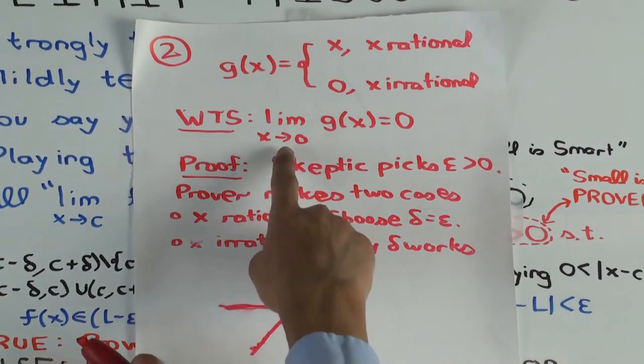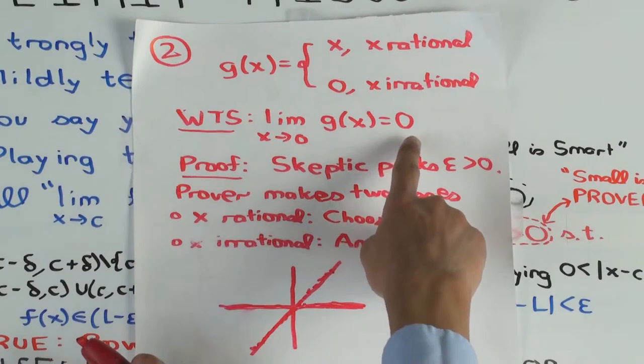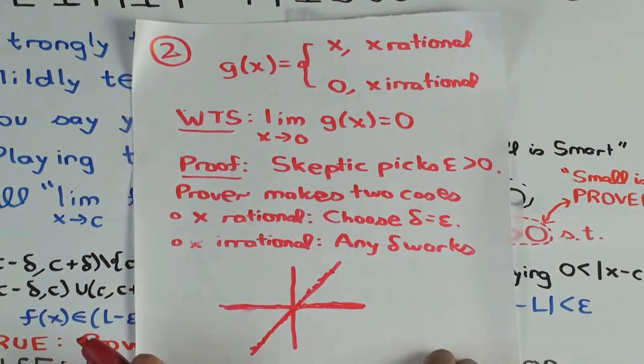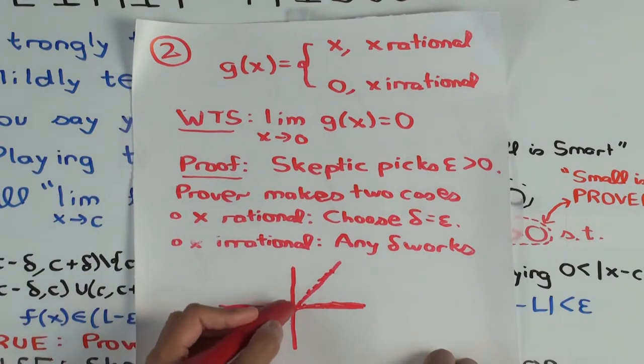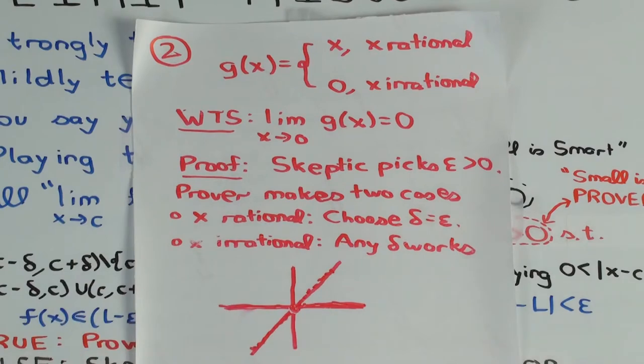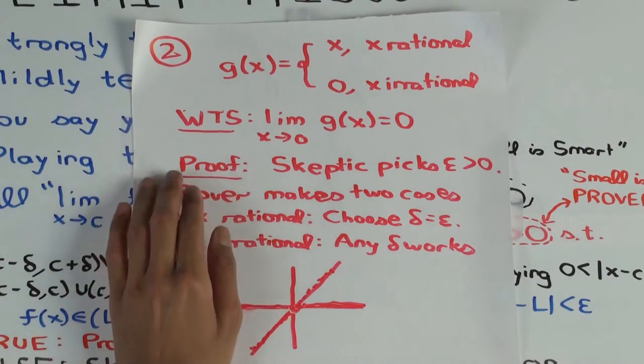Now we want to show that the limit as x approaches 0 of g(x) is 0. So just intuitively, do you think the statement is true? As x goes to 0, does this function go to 0? Yes. Because both the pieces are going to 0. That's the intuition. Okay. So this is the proof we have here.